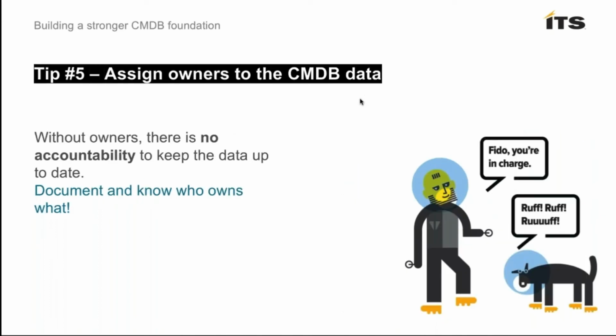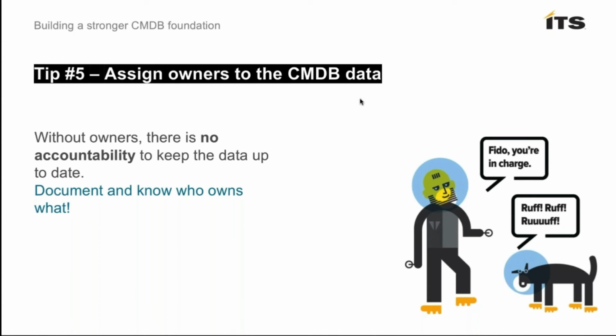Tip number 5 is to assign owners to our CMDB data. Without owners, no one is accountable to keep data up to date, meaning I don't have to do it. It's not my job. If it's not my job, then I don't care. And that means the CMDB is going to go downhill fairly quickly.